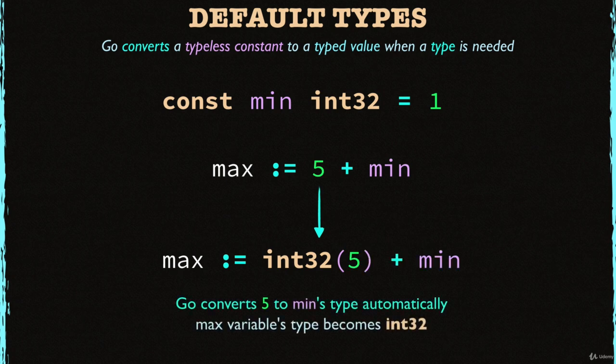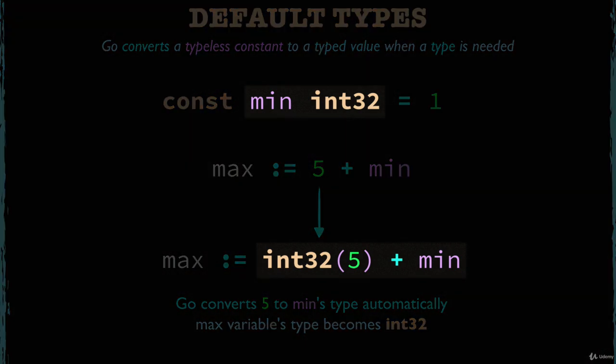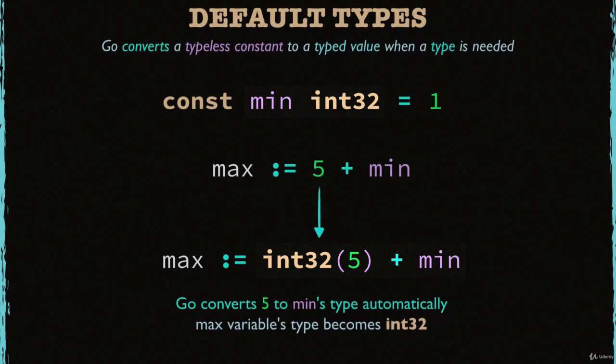So in summary, when a type is needed, Go will convert the typeless constant to a type. And it does so automatically to make the expressions work. Here it converts it to int32 because that's the only way to make 5 plus mean expression to work.